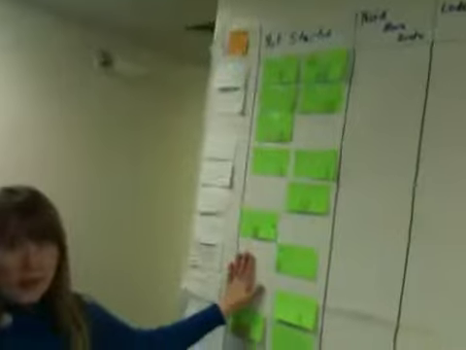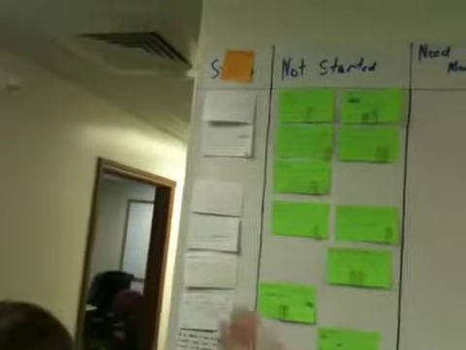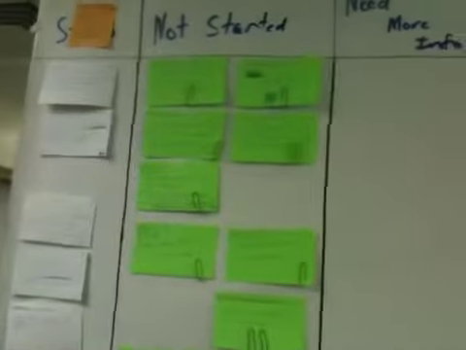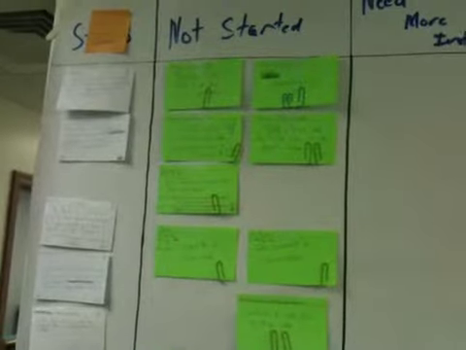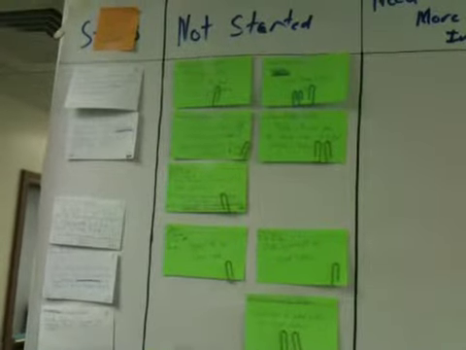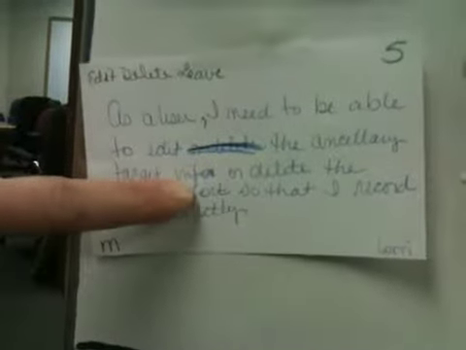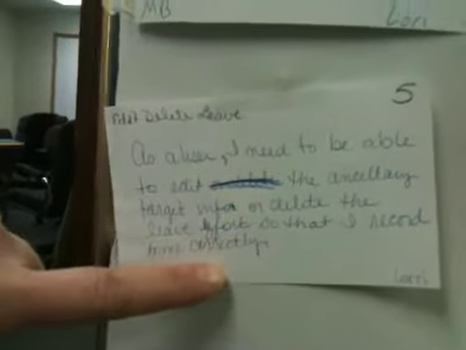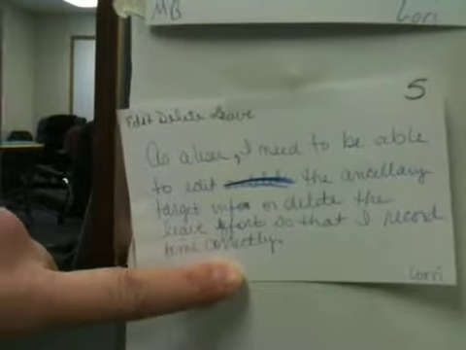The user stories then, for each 2-week sprint, we are developing now in 2-week sprints. For each 2-week sprint, we take a white card, which is a user story, and break it out into the individual tasks that need to happen to get that user story done. For example, down here, we have a user story titled Edit, Delete, Leave. As a user, I need to be able to edit the ancillary target info or delete the leave effort so that I can record time correctly.